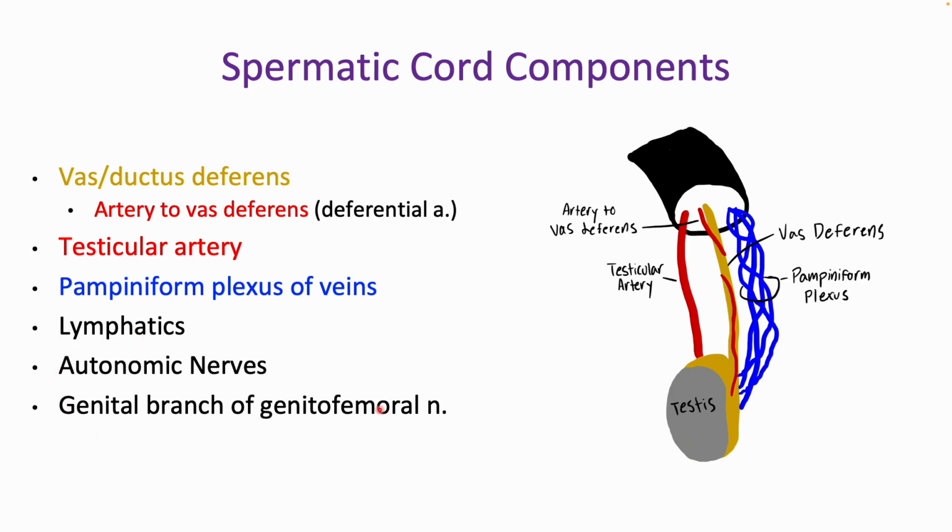We also are going to have some other stuff. These are going to be the main things you want to look at in lab, but we do have other stuff running through here. We're going to have lymphatics, we're going to have autonomic nerves, and we're going to have the genital branch of the genitofemoral nerve.